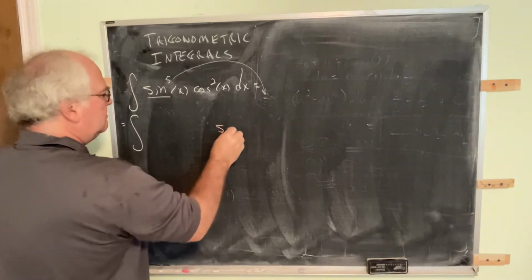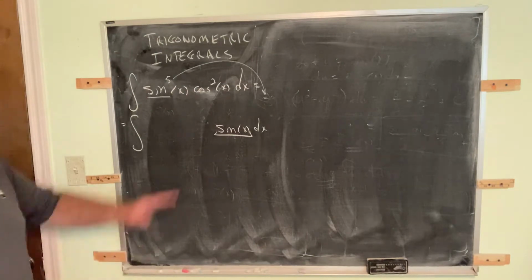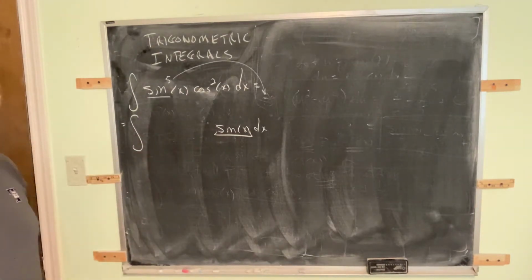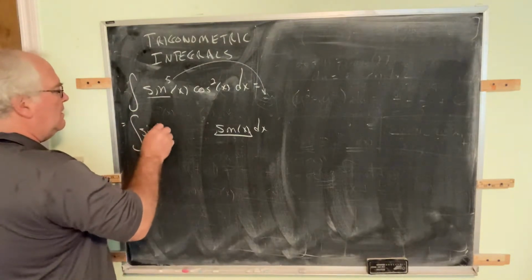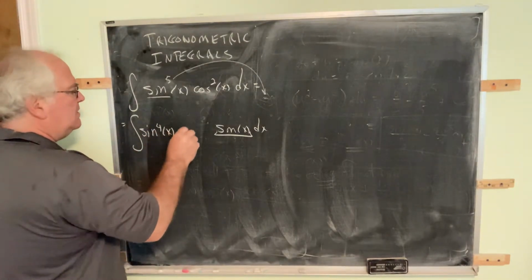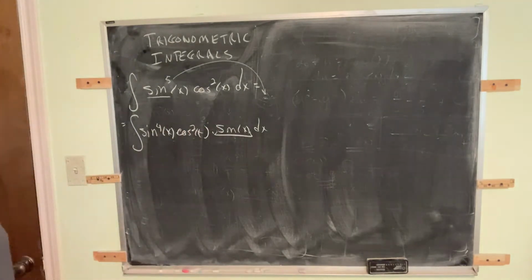That's reserved. Nobody else gets to touch that, because that's reserved for the differential. What we have left is sine to the fourth, cosine squared. Everything's multiplied, so it's okay.